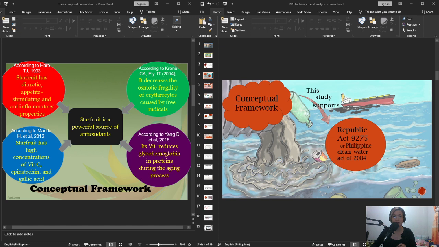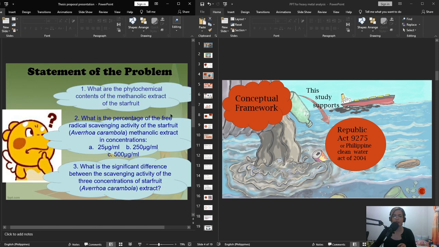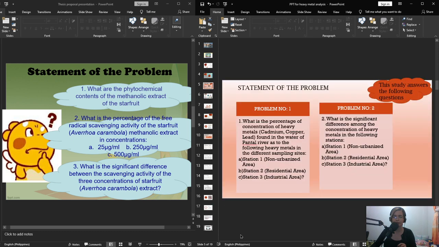Okay, so next slide is your statement of the problem. In your statement of the problem, of course, you copy all those written in your manuscript and paste it in your PowerPoint. But you have to check your fonts. Make sure that it is still readable, because there are statements of the problem that have 4 or 5 problems. So you have to make sure that it is readable.